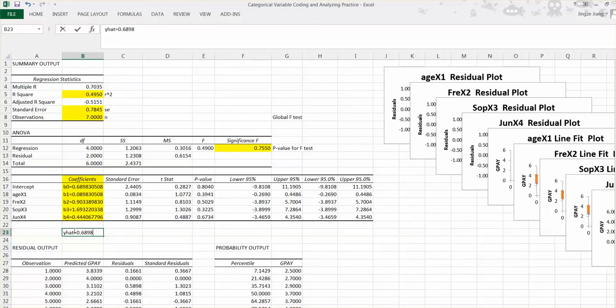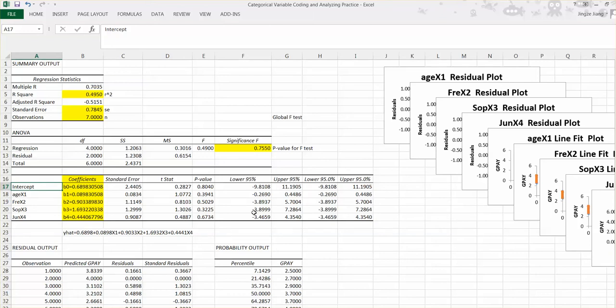0.6898 plus 0.0898 times x1 plus 0.9033 x2 plus 1.6932 x3 plus 0.4441 x4. So this is our regression equation.